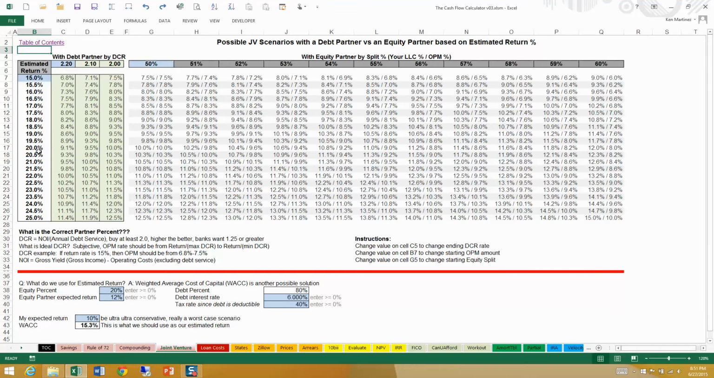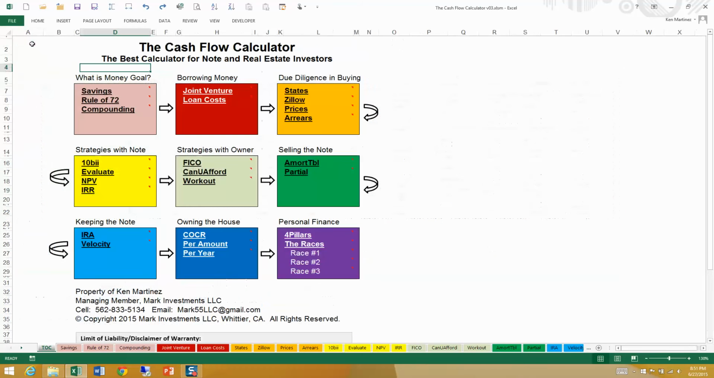If you know what your estimated return is, how much you should offer a debt partner based on your debt coverage ratio, or your equity partner. Is it 50-50 split? Maybe it's not. Maybe it's 60-40. This will help you with the calculations there.